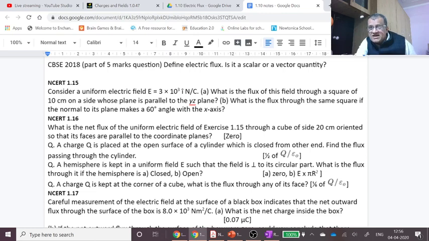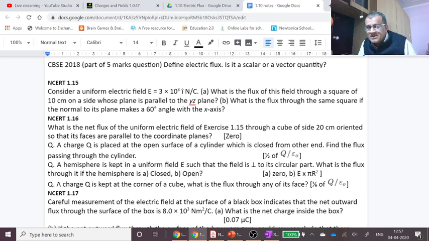So what is the flux through a square of 10 centimeter side whose plane is parallel to the YZ plane? So the value of E multiplied by the area, because it's passing through it. And what is the flux through the same square if the normal to its plane makes an angle of 60 degrees with the x-axis? So E dot A, E into A into cos of 60, that would be your answer.